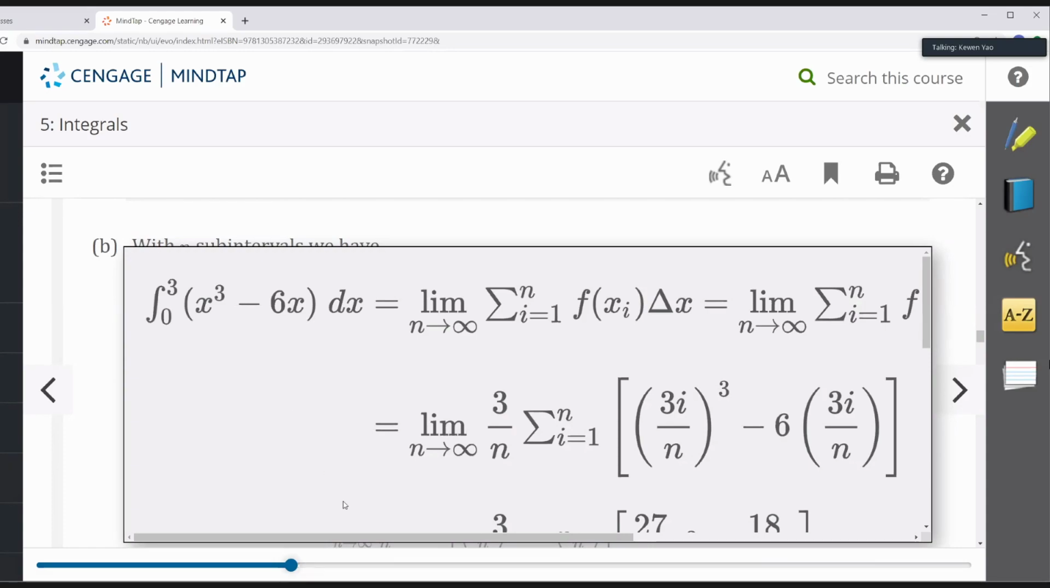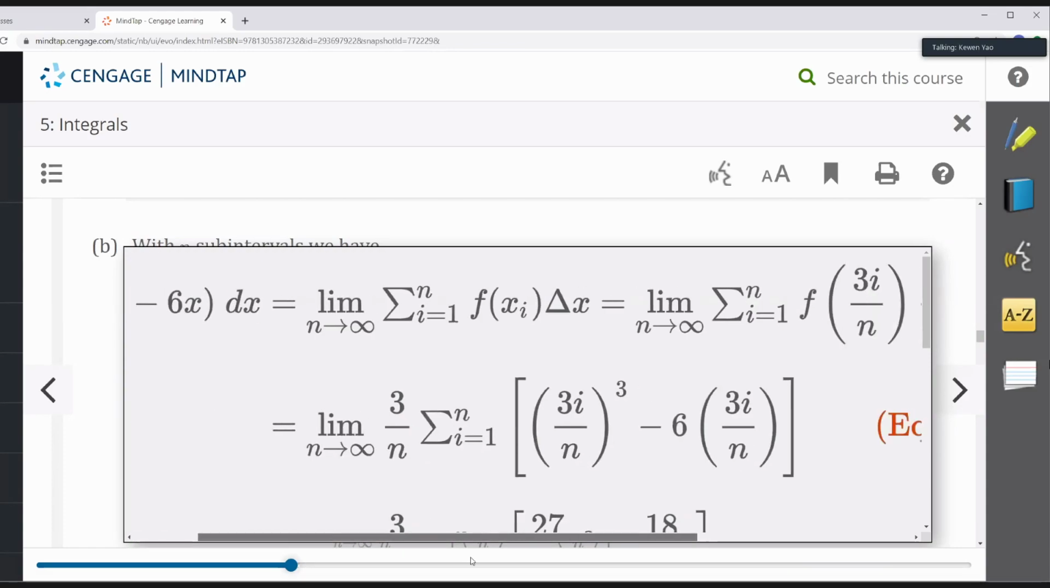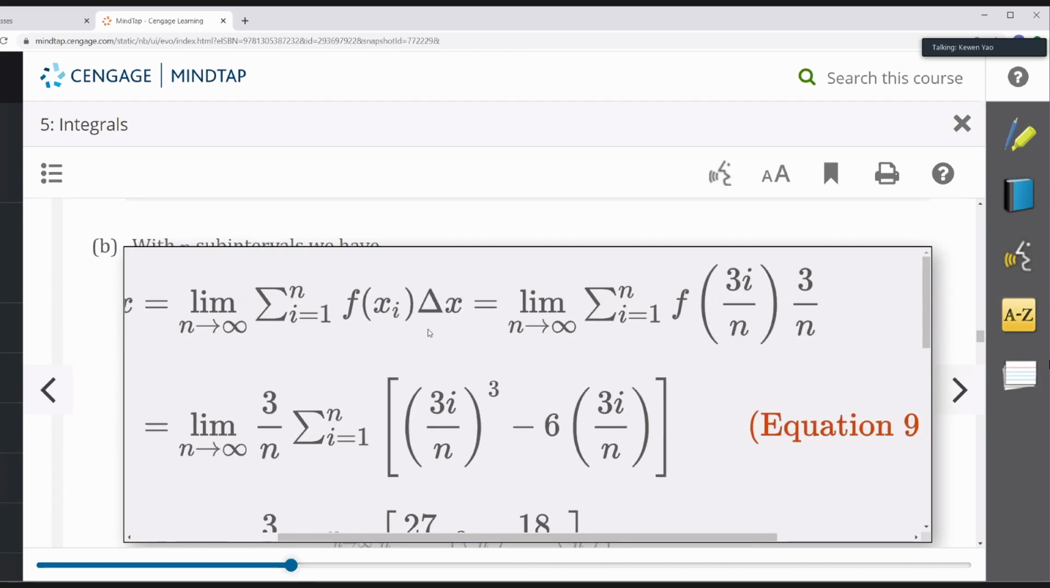Now you want to evaluate this, so you want to take the limit of this Riemann sum. Now you put f(xi) is 3i over n, which we have just computed, and delta x is 3 over n. Now see that 3 over n has nothing to do with index i, so you can put it outside the sigma sign. So limit, 3 over n, and inside the sigma is f of 3i over n. Remember f is x cubed minus 6x, so replace x by 3i over n. You have the cubic power minus 6 times 3i over n. This is just evaluating function f.